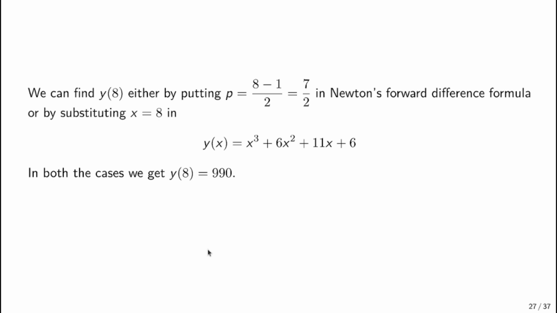We want to find y at x equal to 8. There are two ways to find it. The first one is in p we can use x as 8. So p will become (8 minus 1) by 2, that is 7 by 2. We can substitute in Newton's forward difference formula, or directly we can substitute x equal to 8 in this formula. In both cases, you will get y of 8 is 990.